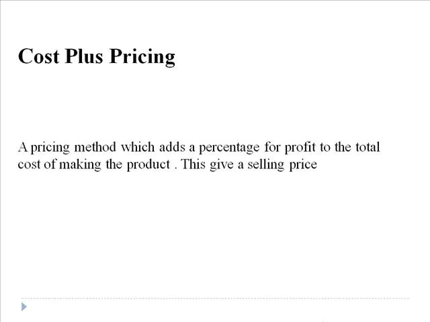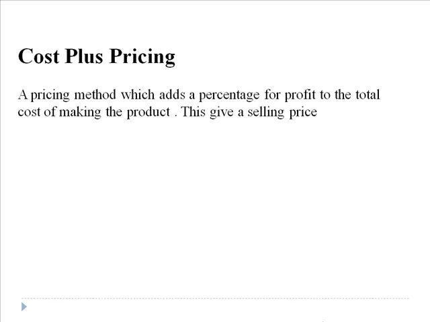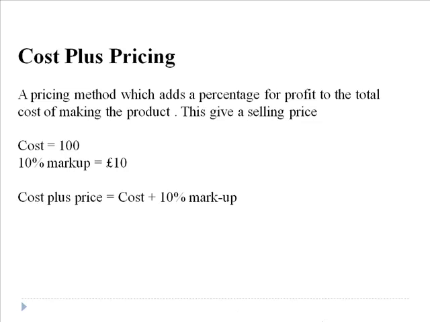So cost plus pricing is basically where you add a percentage of profit to the total cost of making the product, and this gives you a selling price. So if it costs you £100 to make a product, what you would do, for example, is do a 10% markup. So 10% of the cost is £10, and you'd add that, and the total price would then be the cost plus the 10% markup, and that would be £110. So you're taking a percentage of the cost and adding it on to the cost, so that you get a final price.